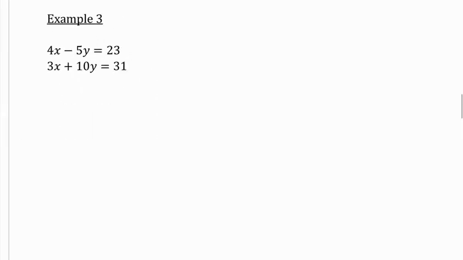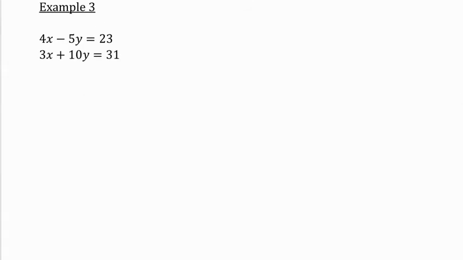Okay, so on our next one, notice they're all lined up, right? X's, Y's, and numbers. But this time we have a 4 and a 3 and a 5 and a 10. So we don't have two of the same number. So this time I've got to somehow get one of the variables to have the exact same number. This one, I would probably look at this 5 and 10 because I can multiply 5 by 2. And if I do that, it becomes a 10, right?